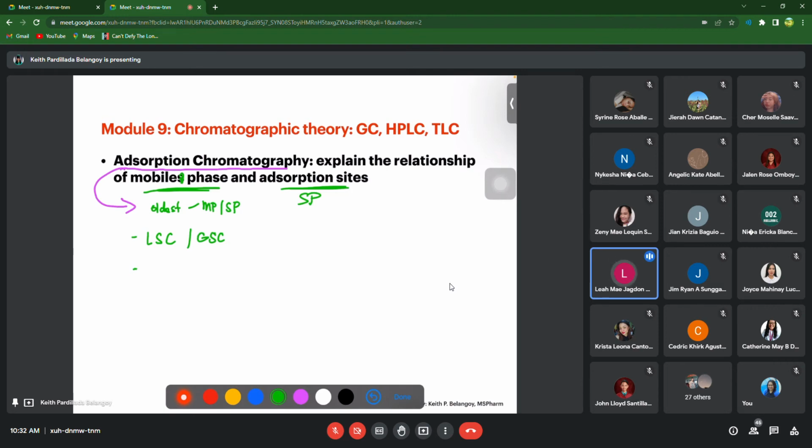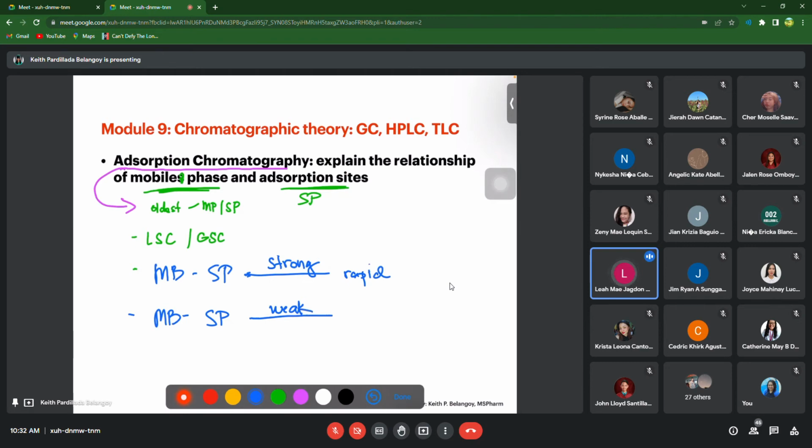Based on the SAS, if the interaction between the mobile phase and adsorbent sites are strong, only a small amount of analyte will be adsorbed at any time, and the movement of the analyte through an adsorption column will be relatively rapid and closely follow the solvent front. So, meaning, if the relationship between the mobile phase and the stationary phase or adsorption sites is strong, the analyte will move through the column faster and closely follow the solvent front.